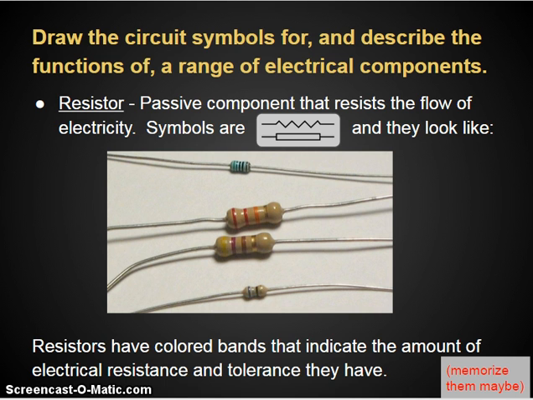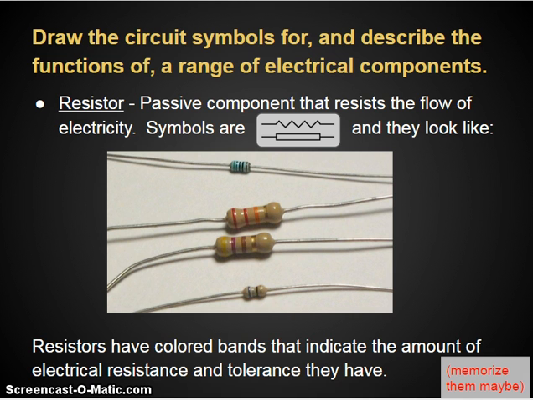The first band is the first digit, the second band is the second digit, and then if it's a 4-band resistor, the third band is the multiplier, and the fourth band is the tolerance. Now, if it's a 5-band resistor, the first 3 bands are digits 1, 2, and 3, the fourth band is your multiplier, and the fifth band is the tolerance. Occasionally, with 6-band resistors, the first 3 bands are the first 3 digits, the fourth band is the multiplier, the fifth band is the tolerance, and the sixth band is the temperature rating. You usually don't see those ones.